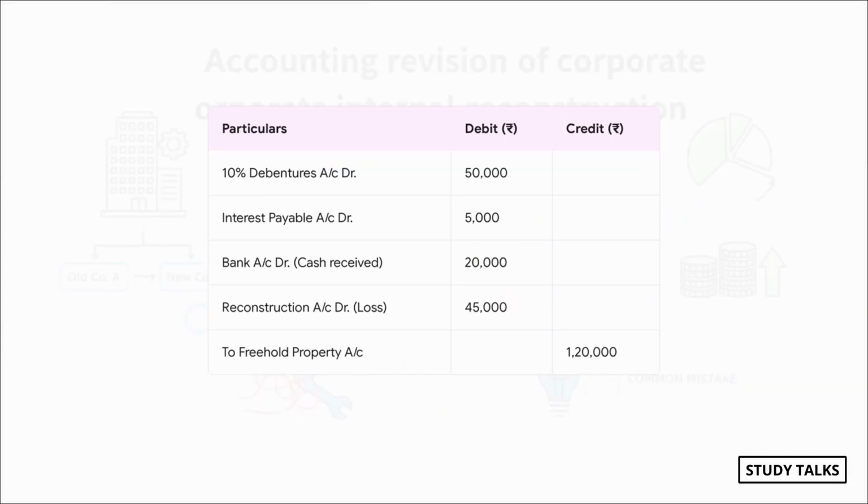Okay, let's carefully break down this debenture settlement entry. First, the total amount due to the debenture holders, including interest, was $55,000. Second, they took a property that was valued at $75,000, so they actually owed us money. They paid the company back the difference of $20,000, which is why you see bank account being debited. Third, the property's book value was $120,000, but we settled with it for $75,000, so we made a loss of $45,000 on this deal, which we have to debit to the reconstruction account. It looks tricky, but when you break it down into pieces, it makes perfect sense.